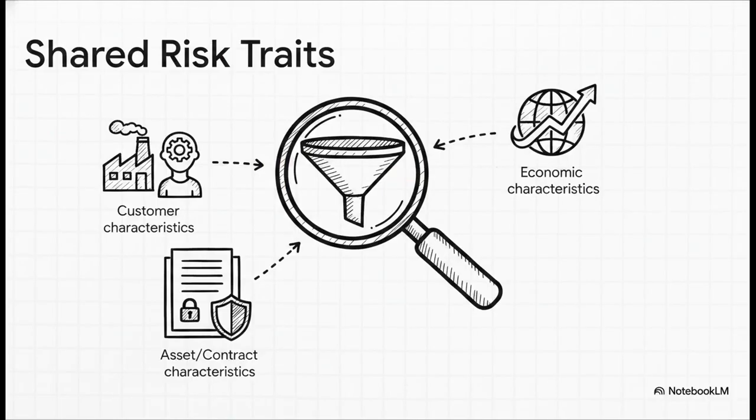So, how do we actually get it right? Well, assets need to be grouped based on shared credit risk characteristics, and specifically, you really want to focus on traits that genuinely affect the probability of loss. The interesting thing here is that the standard actually doesn't give you some rigid copy-paste checklist.